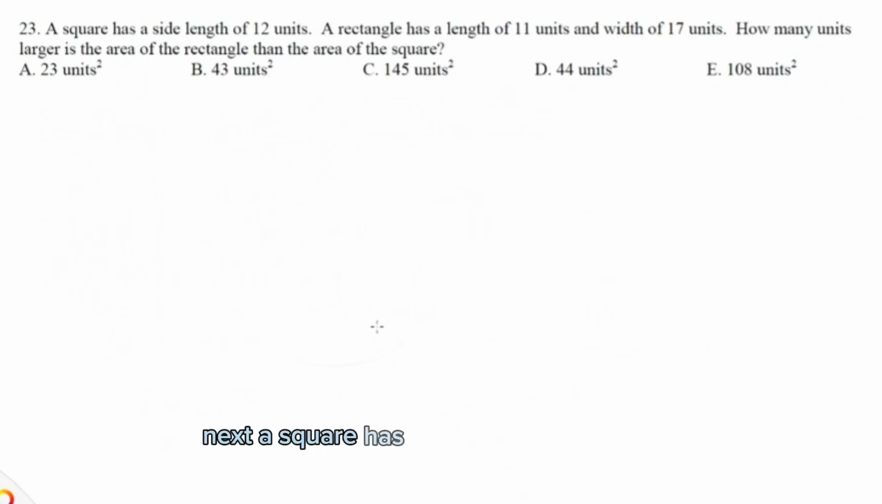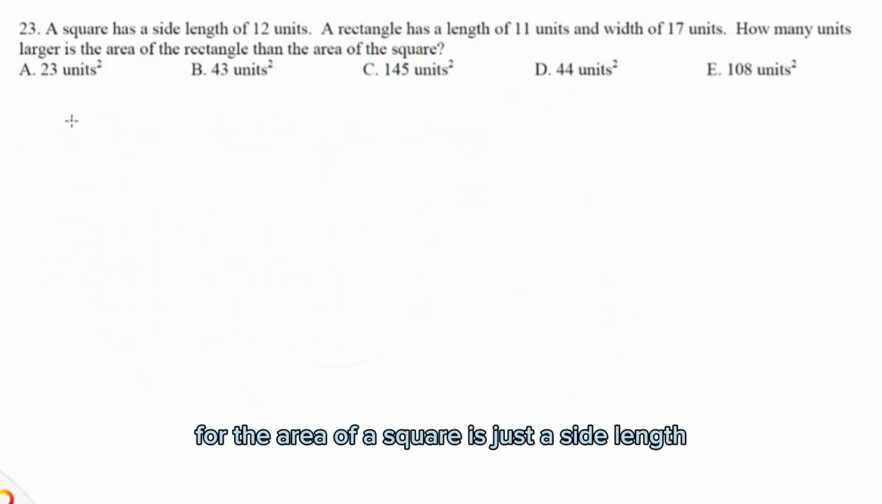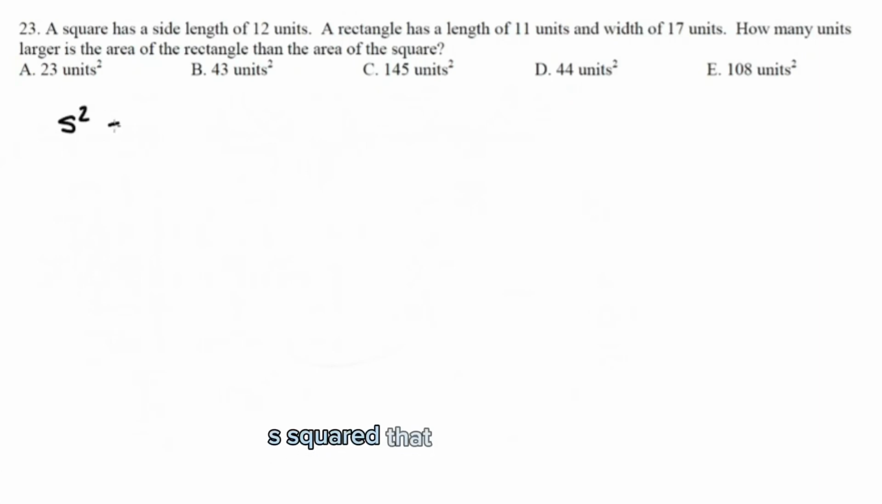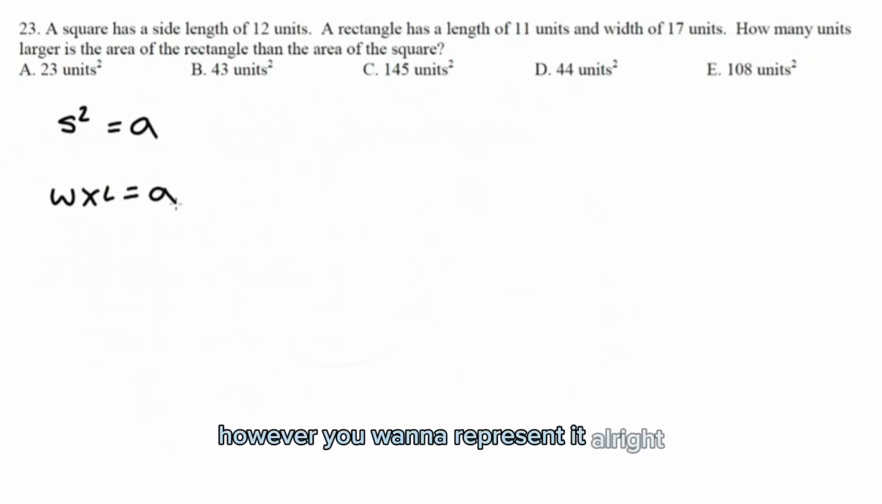Next, a square has a side length of 12 units. A rectangle has a length of 11 units and a width of 17 units. How many units larger is the area of the rectangle than the area of the square? Alright, the formula for the area of a square is just the side length, so let's say s squared. That equals the area. For a rectangle, it's just width times length, or base times height, however you want to represent it. Alright, so let's do that.